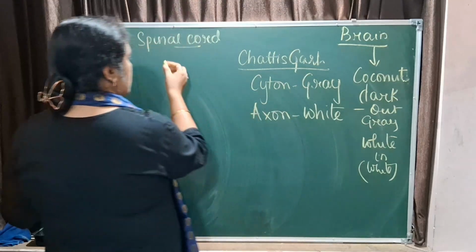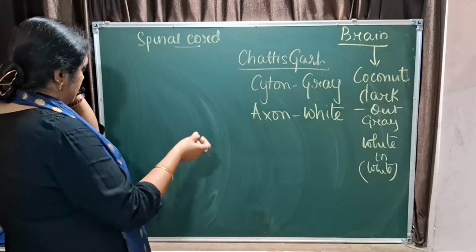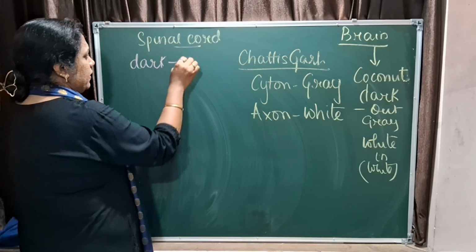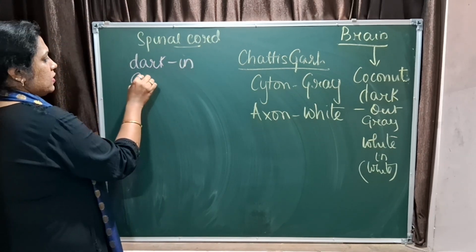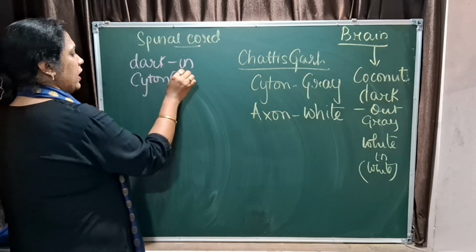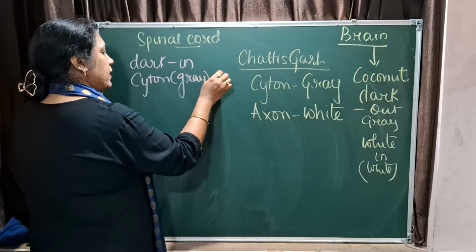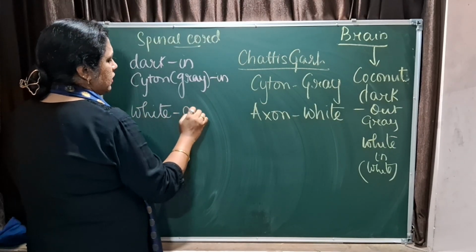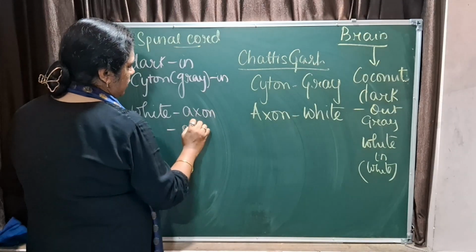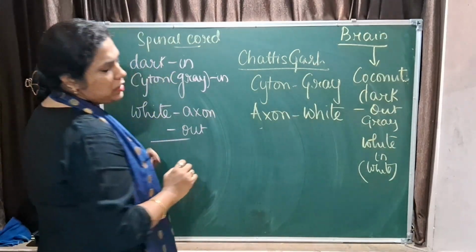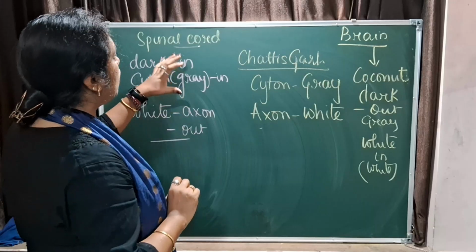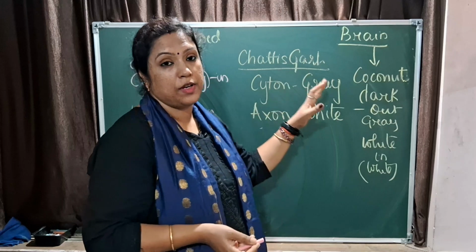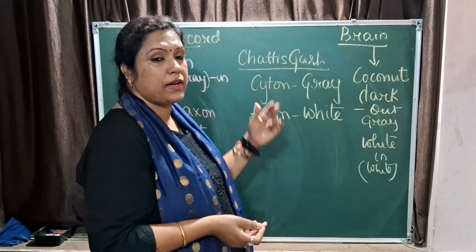Right? Similarly, your spinal cord is the opposite. You have dark in, that is your cyton, grey matter inside, and white matter axon outside. This is a very important question for your examination. The component of your brain that differentiates between brain and the spinal cord is based on the arrangement of the grey matter and white matter.